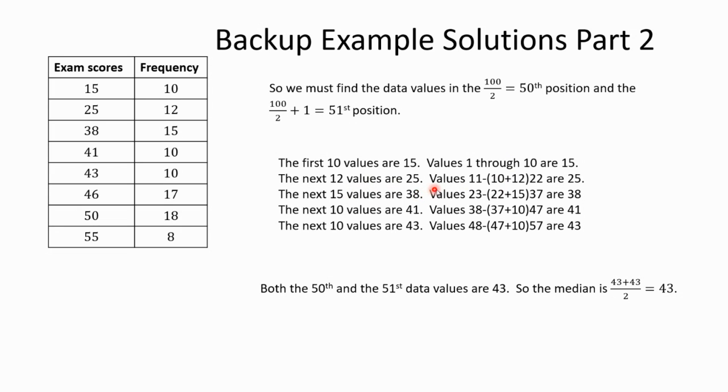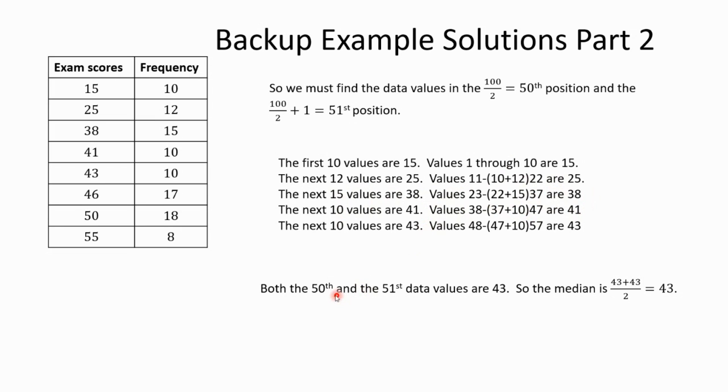So what we get is data values 23 up to and including 37 are all equal to 38. Again, I'm adding here. That's how you get the last position for the data value. I'm just letting you know. The next 10 are equal to 41. So we have 38, 39 up to 47, all equal to 41. And the next 10, which go from 48 to 57, are equal to 43.